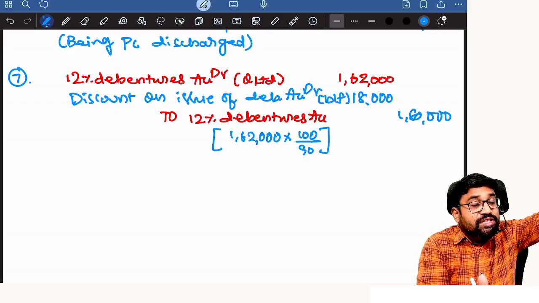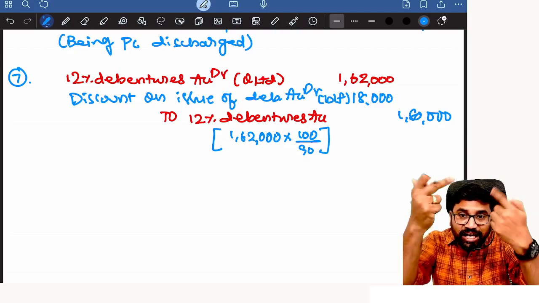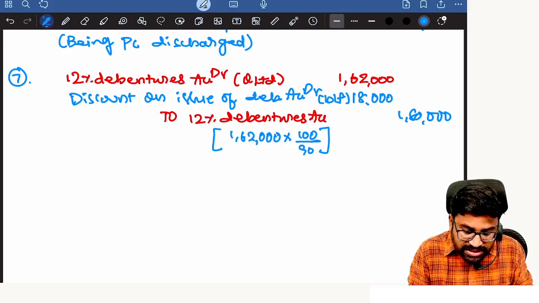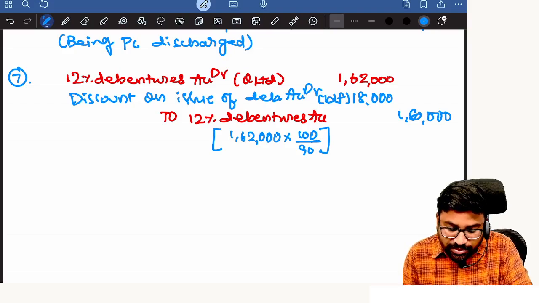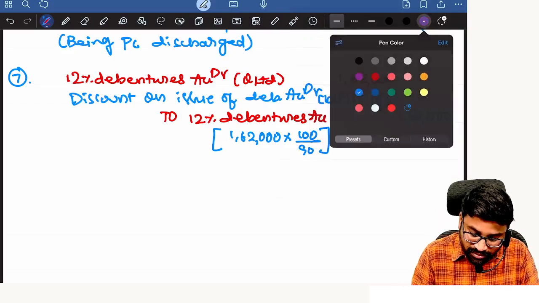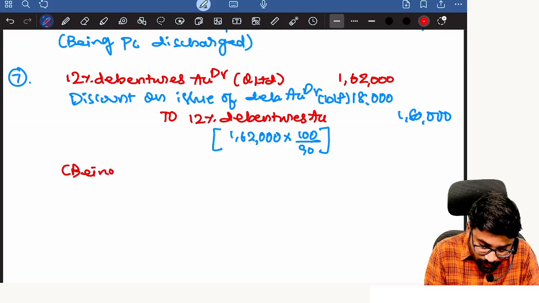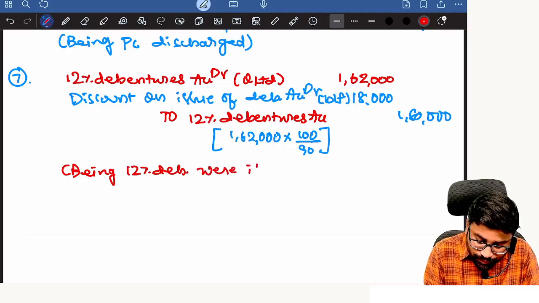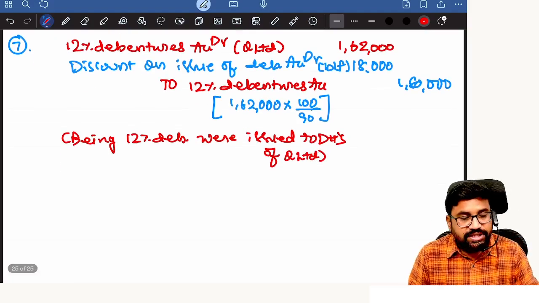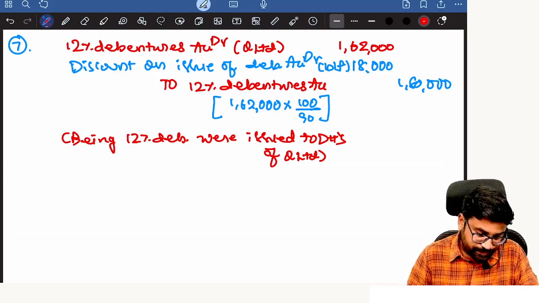Therefore, the debentures which we have taken as a liability will be cancelled. In that place, our own debentures, our liability will arise. P Limited liability. So, debentures account debit to 12% debentures. These are P Limited debentures. And we are issuing at 10% discount. Therefore, 1,62,000 into 100 divided by 90, 1,80,000 face value of debentures we are issuing. So, being 12% debentures were issued to debenture holders of Q Limited. So P Limited has issued 12% debentures to Q Limited debenture holders.